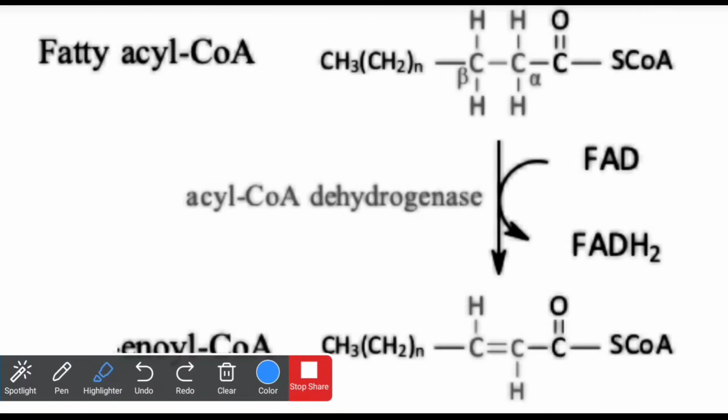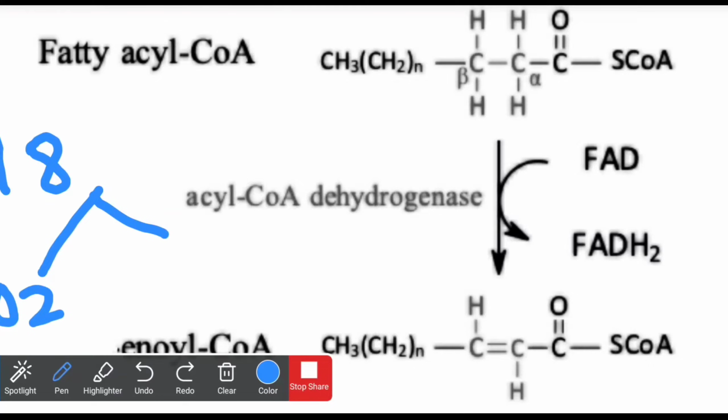Let's get started. First of all, we have to deal with the definition of beta oxidation. Basically, beta oxidation of fatty acid is the breakdown, or splitting, of a fatty acid into acetyl coenzyme A and a fatty acid which has two carbon atoms less than the reacting fatty acid. For example, if the reaction starts with a fatty acid having 18 carbons, at the end it will be split into a two-carbon molecule called acetyl coenzyme A and another fatty acid having 16 carbons.